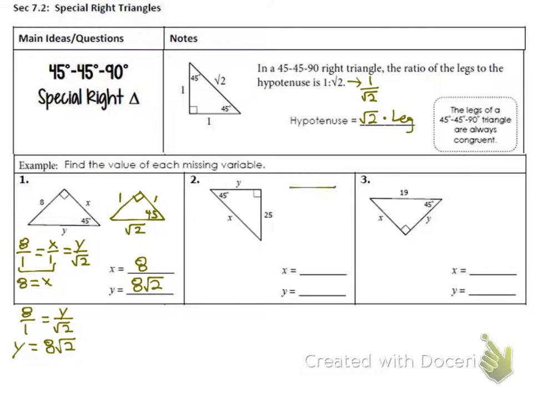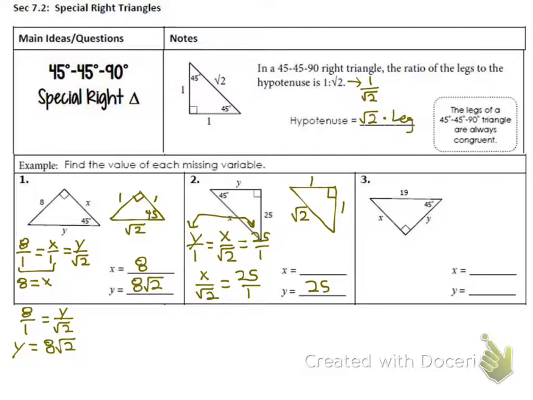For number 2, we again have a 45-45-90 triangle. So we go 1, 1, root 2, and we write our proportions. Y over 1 equals x over root 2 equals 25 over 1. The first one we can use are these two proportions. Since it's y over 1 and 25 over 1, we know y is going to be 25. And then we can go x over root 2 equals 25 over 1. By cross product, we'd get x times 1, or x, and 25 root 2.